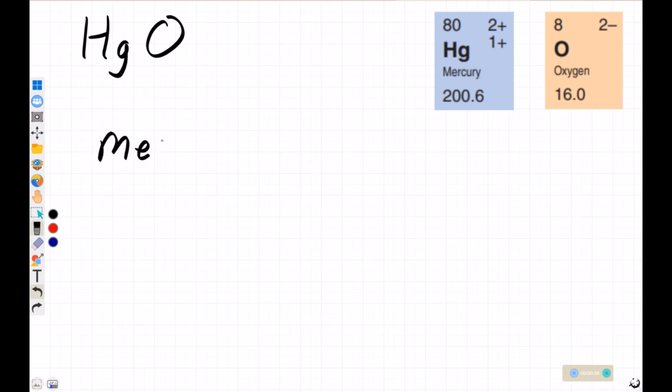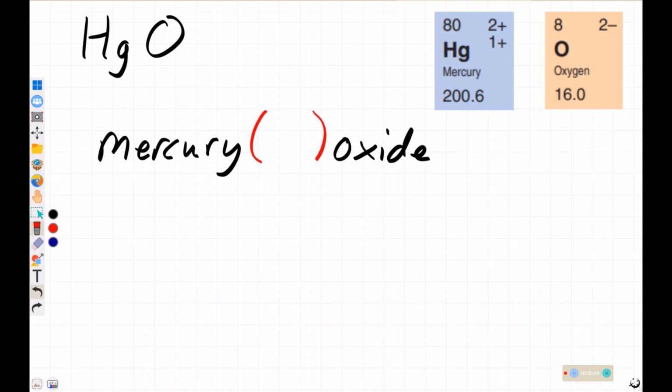So we have mercury oxide, and then in the middle, just leaving room for the Roman numeral, because again, mercury is a multivalent metal. It has two different charges there. We need to put those brackets in the middle for the Roman numeral to show which one we are working with. Again, similar to before, I'm going to write down the individual elements.